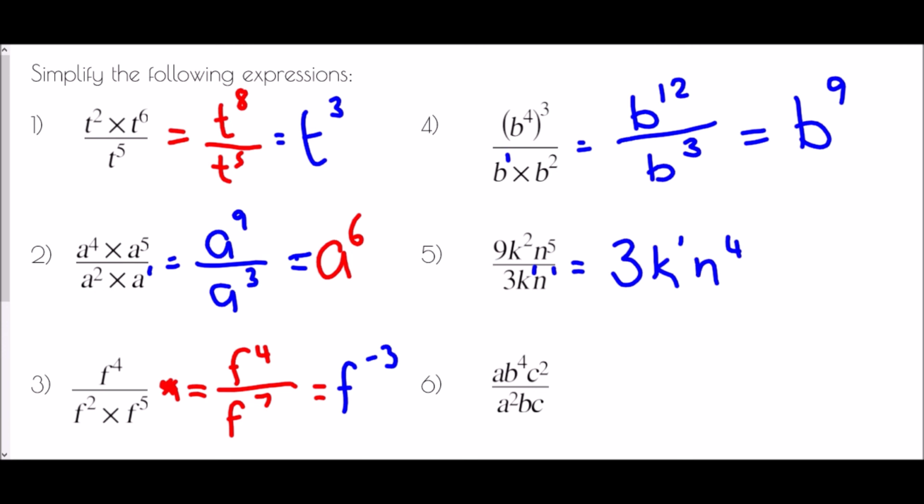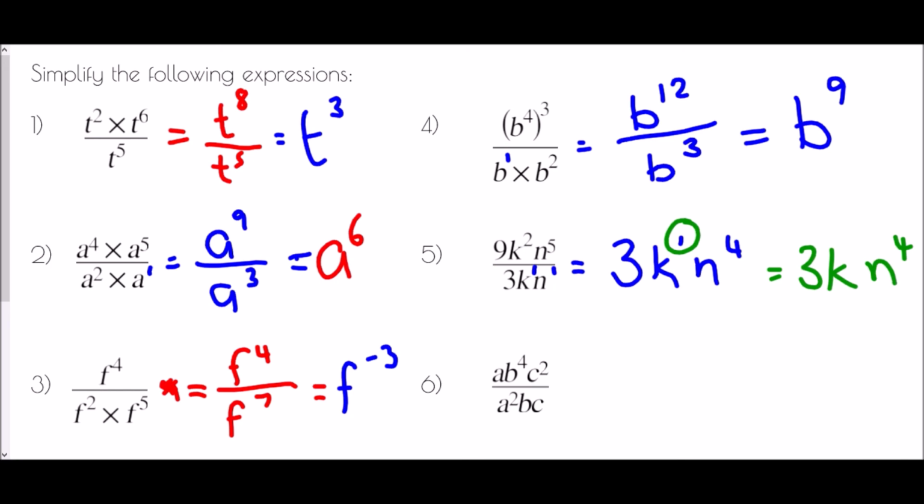The only thing I would do here is, because we've been asked to simplify, this little power of 1 is not as simple as this could be written. A power of 1 just means the letter itself, so it would just be 3 k n to the power of 4.